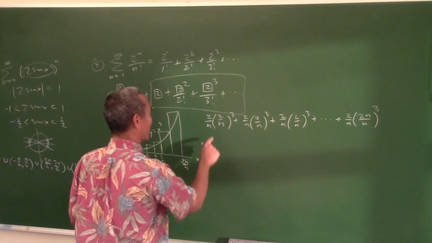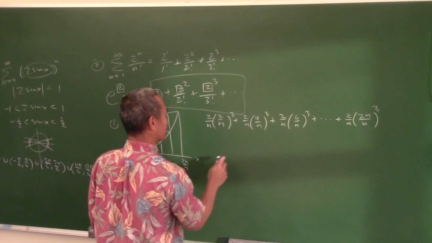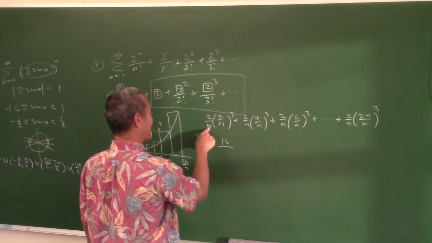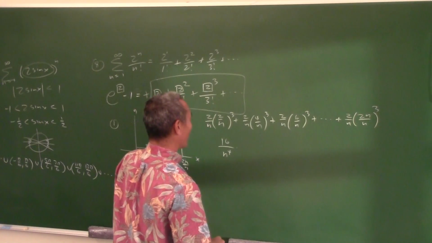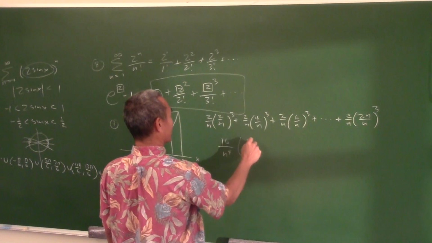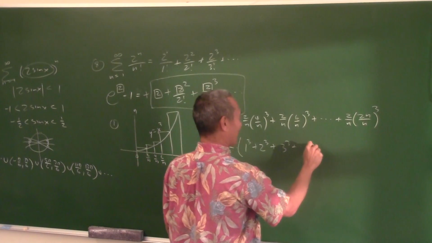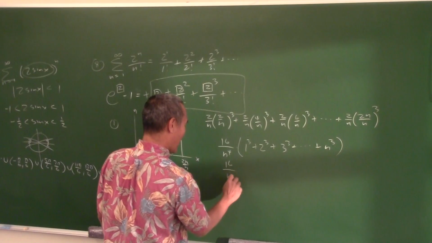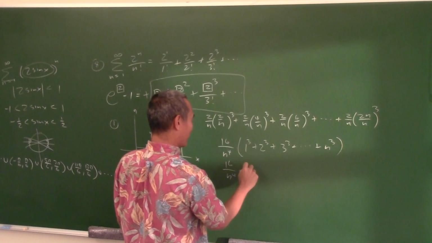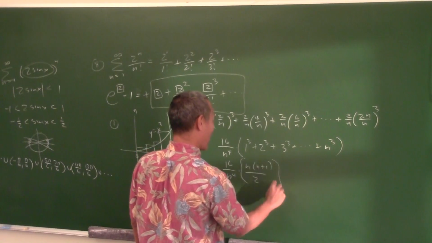What can you factor out? Well, you can factor out a 2 and a 2 cubed. That would be 16. And then you can factor out an n and an n cubed, and that would be n to the 4th. And what's going to be left? 1 cubed plus 2 cubed plus 3 cubed plus dot dot dot plus n cubed. And hey, you know that, right? That's the formula for n times n plus 1 all over 2, quantity squared.